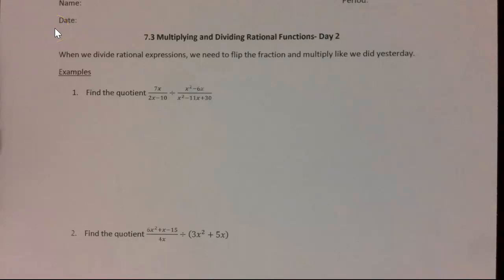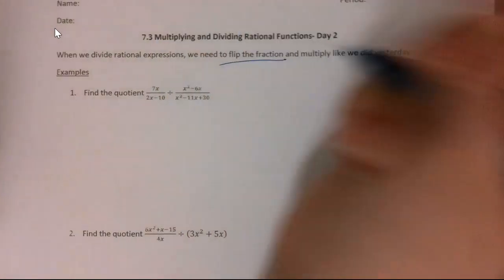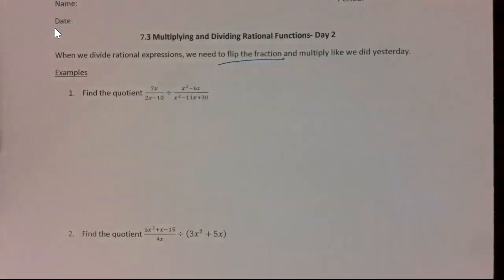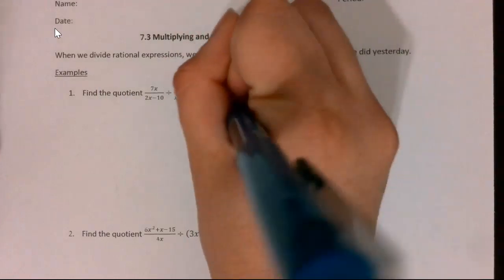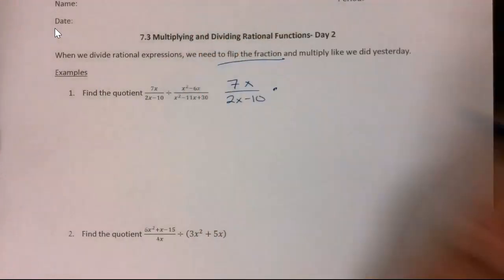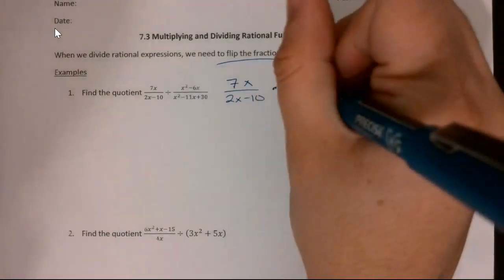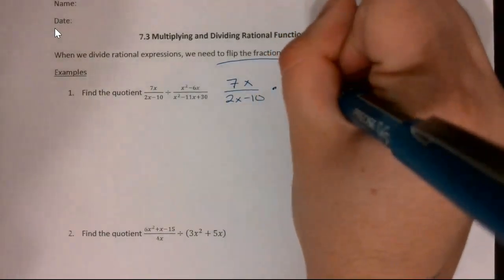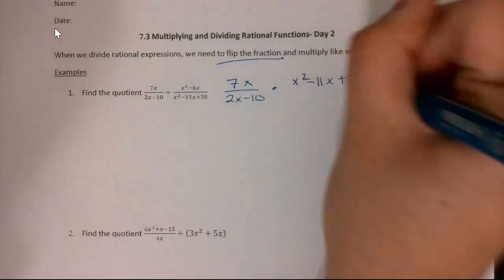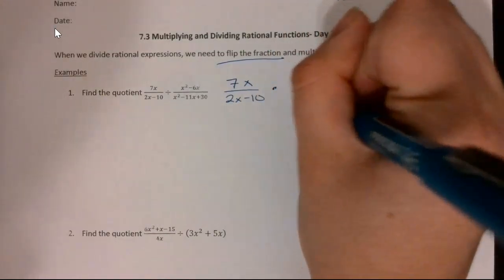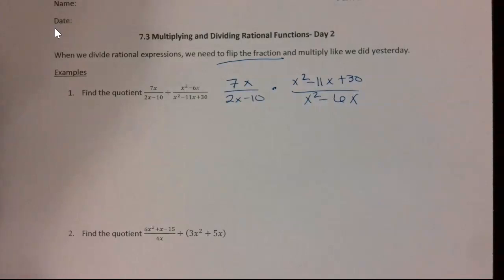Alright, so in today's video, we are talking about dividing. It's pretty much the same thing as multiplying, except for when we divide, we need to flip the fraction first and then multiply. So I am going to first start off by flipping my fraction. So I have 7x over 2x minus 10. And then instead of being divides, the symbol in the middle changes to multiply. And now I have x squared minus 11x plus 30 on top, and x squared minus 6x on the bottom.